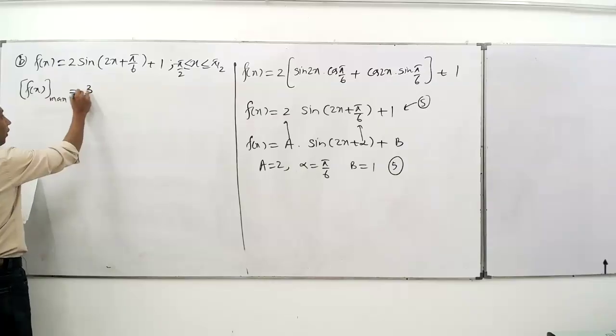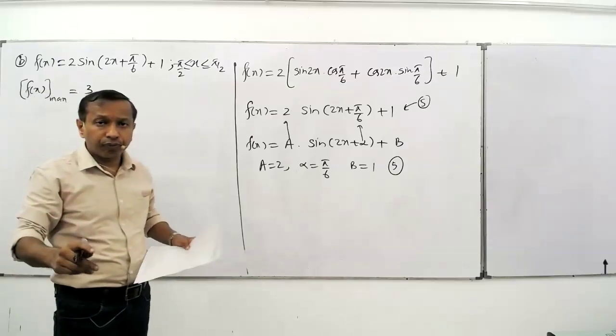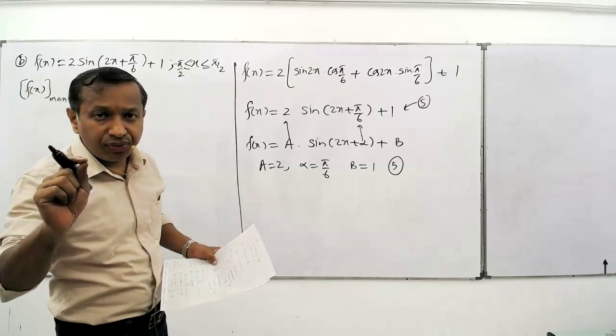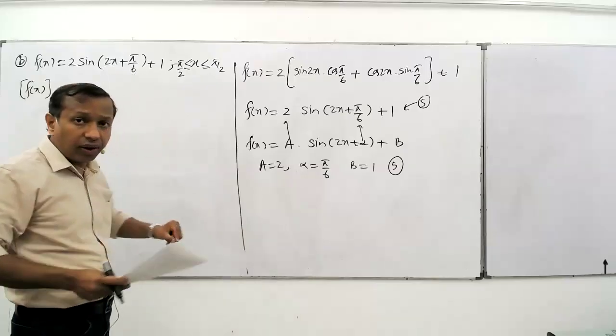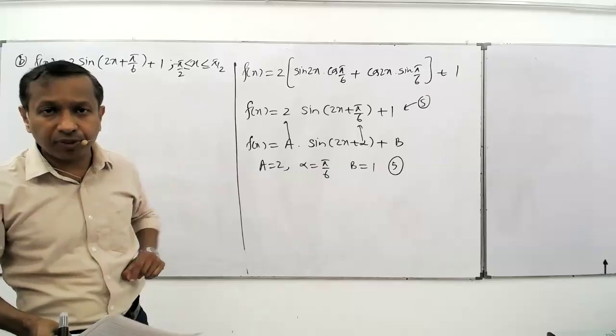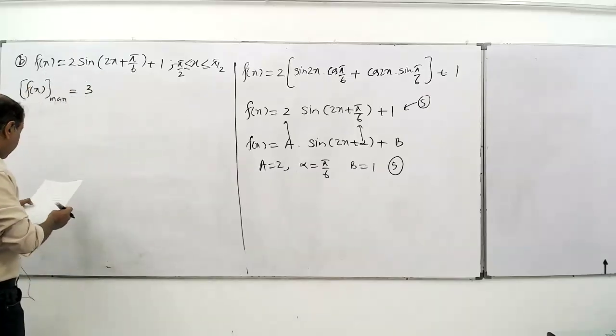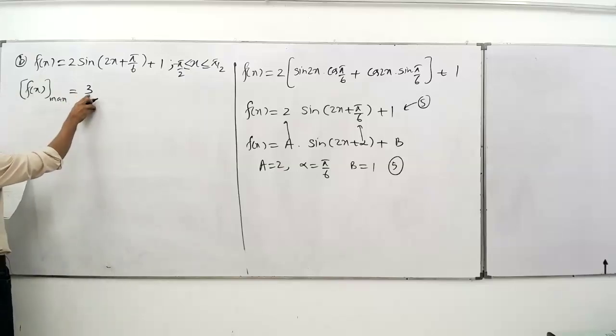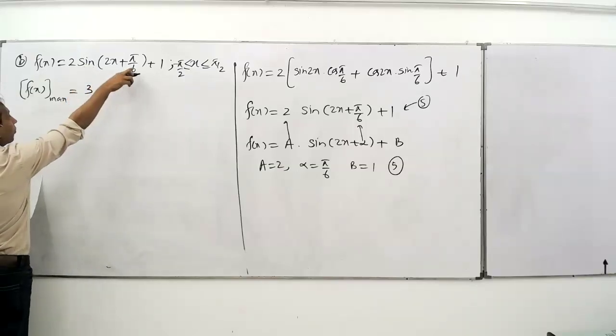All right. Now we need to find, people, when f(x) takes the maximum value like this 3, at what angles of x this happens. That you can find like this. We got this 3, putting for this sin (2x plus pi by 6) 1 more.